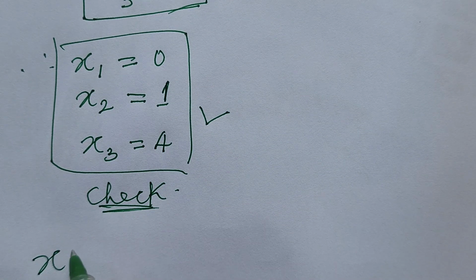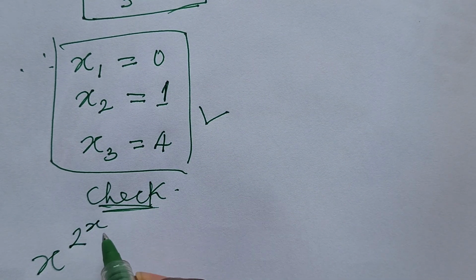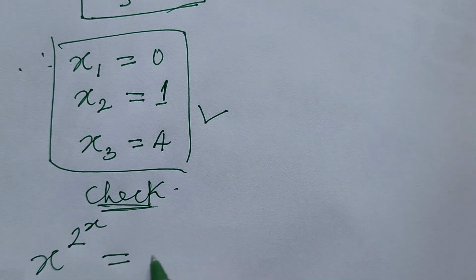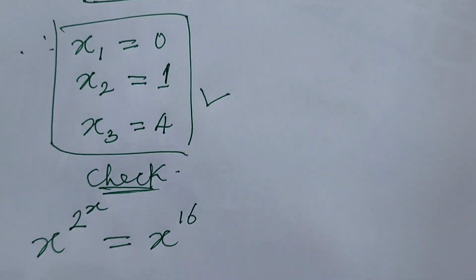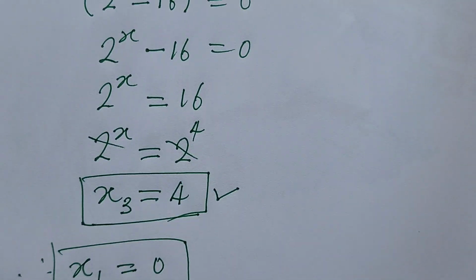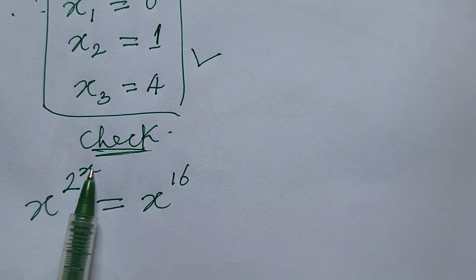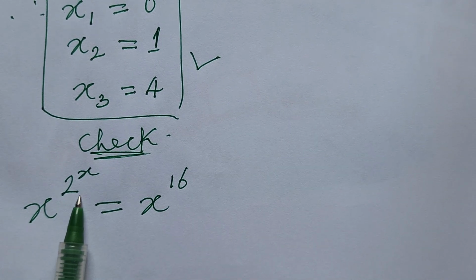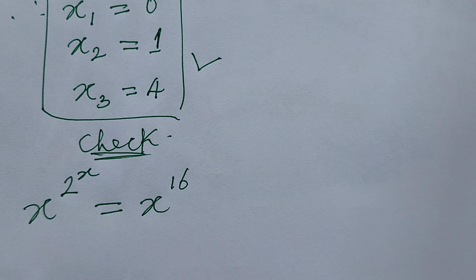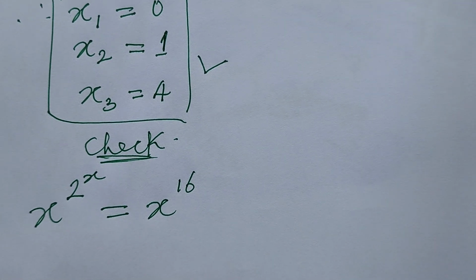So the question is x to the power of 2 or to the power of x equal to x to the power of 16. So we're going to take the first one, which is x equal to 0. Of course, if we put 0 here, then 2 to the power of 0 will give us 1. And here we have x to the power. But let's just go ahead and substitute the value.